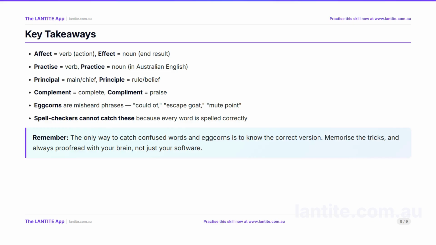Let us recap. Affect is a verb for action. Effect is a noun for end result. Practise with an S is the verb. Practice with a C is the noun. Principal means main or chief. Principle means a rule or belief. Complement means to complete. Compliment means to praise. Eggcorns are misheard phrases, like could of, a scapegoat, and mute point. And a critical point, spell checkers cannot catch any of these errors because every word is individually spelled correctly. The only way to catch them is to know the correct version.